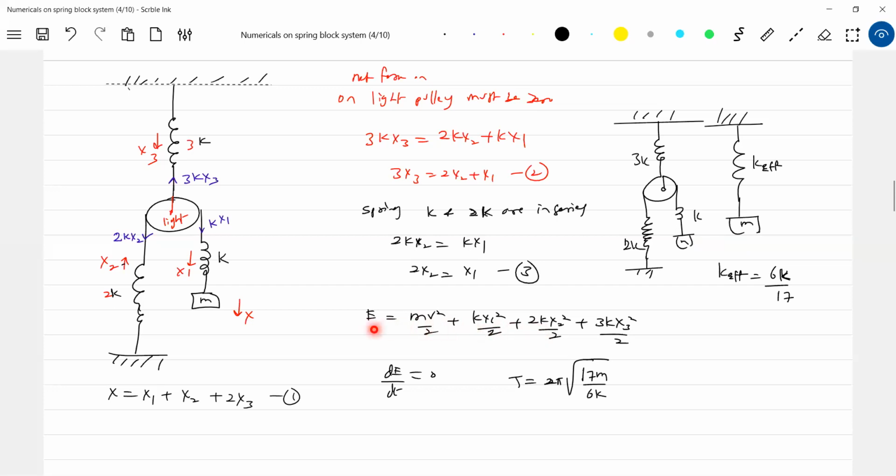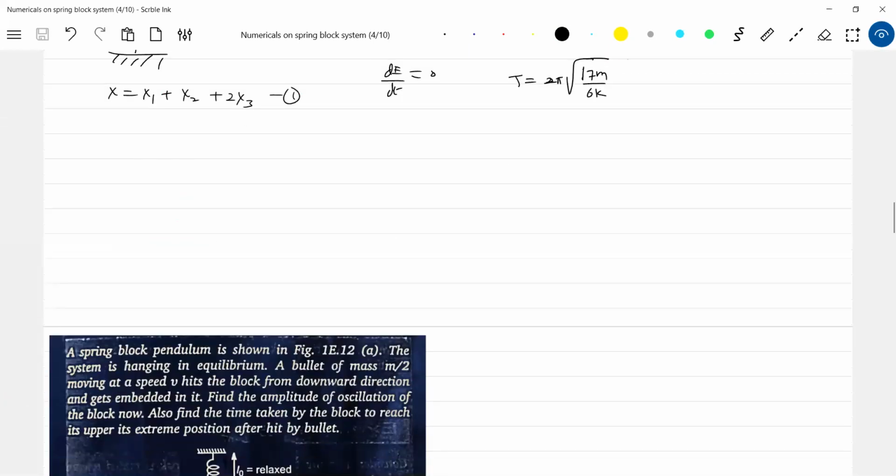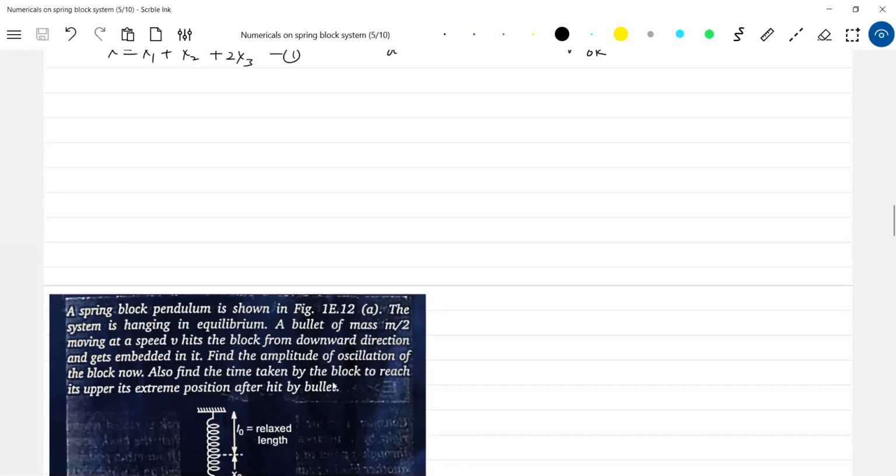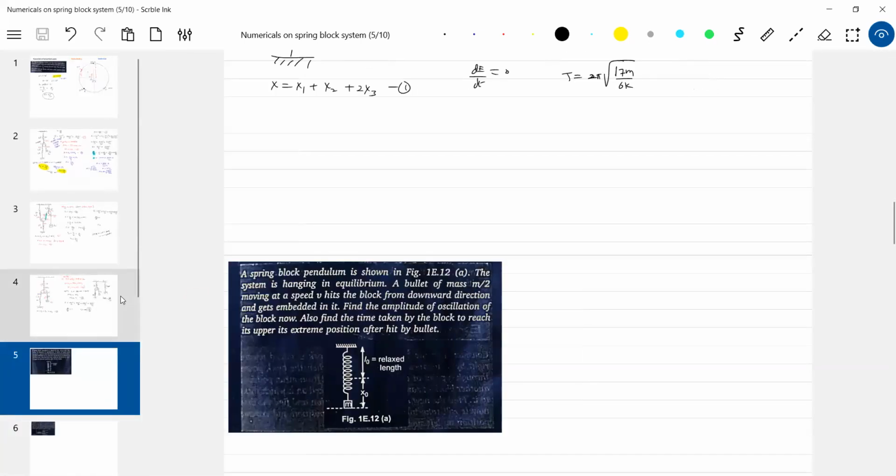In SHM, mechanical energy will be conserved. What is the energy supplied to the system? Again and again, you must focus on this one. Okay, so some trick is what you have to grasp rather than working so many numericals. Okay, we have reached the end. Let me introduce a few more.